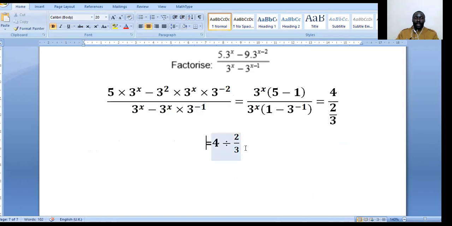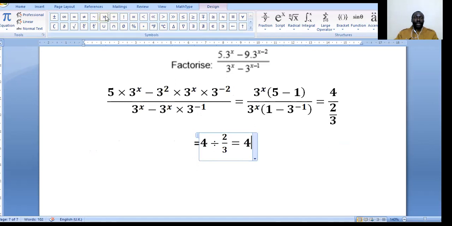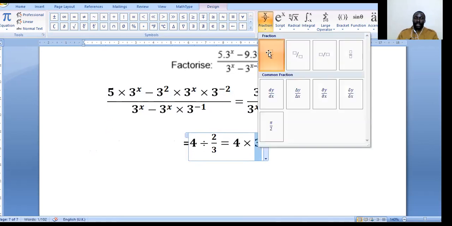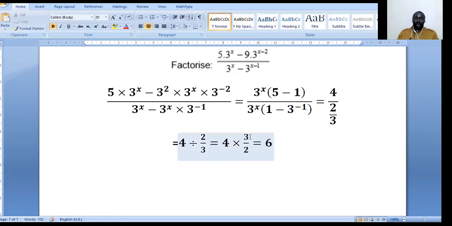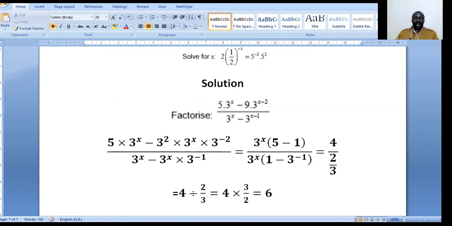This will simplify to 4 times 3 over 2. 4 times 3 divided by 2, which simplifies to 6, because this is 12 divided by 2. Now that's the solution to question 1, which is about factorizing. That's how else we can apply this knowledge.